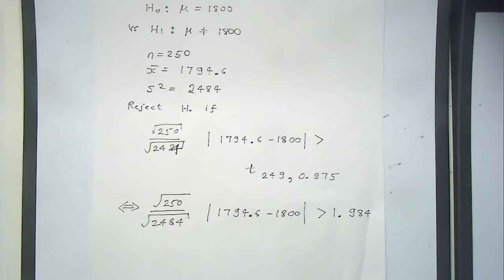Yeah, that's because 1 minus alpha by 2. So alpha is 0.05. If alpha is 0.05, 1 minus alpha by 2 is 0.975.